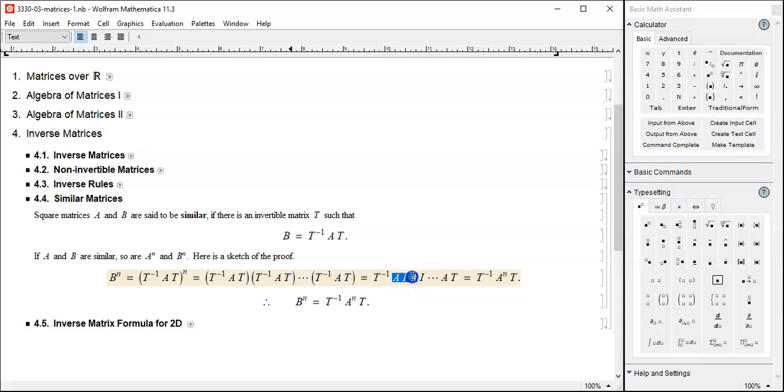So the middle part is just repeating multiplication of A n times. What do you get? A to the nth power. So the result is B to the nth power is equal to T inverse A to the nth power times T. So yes, if A and B are similar, then any powers are similar to each other.